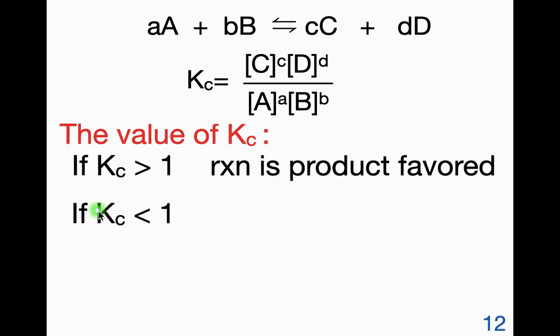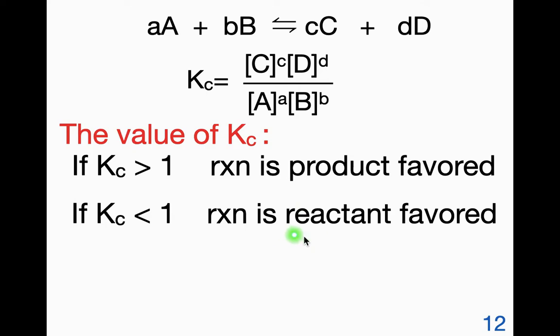And if the equilibrium constant is less than 1, then it's just the opposite. It must mean that we have more reactants than products, because the denominator must be the larger number. So we say the reaction is reactant favored. And if it's equal to 1, well, then it's neither reactant nor product favored.